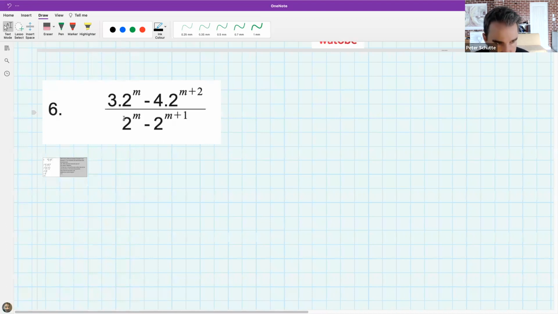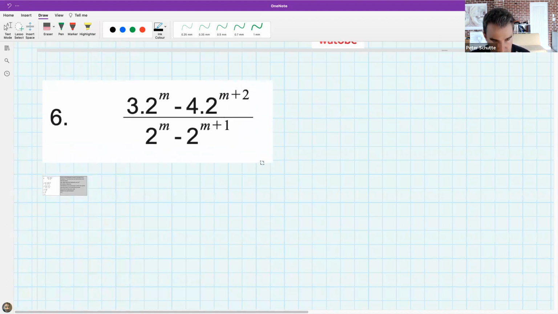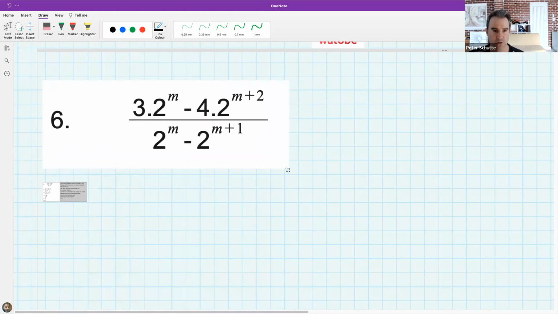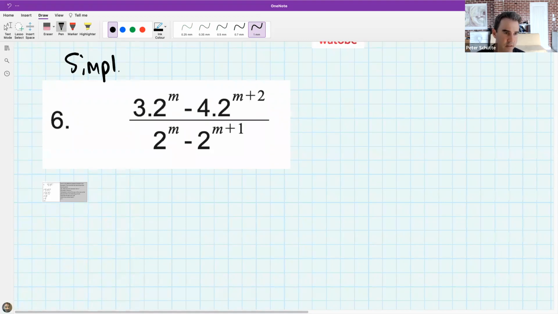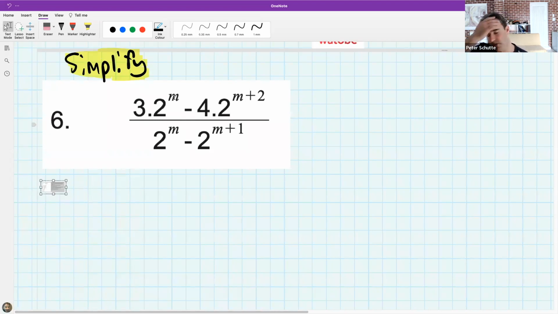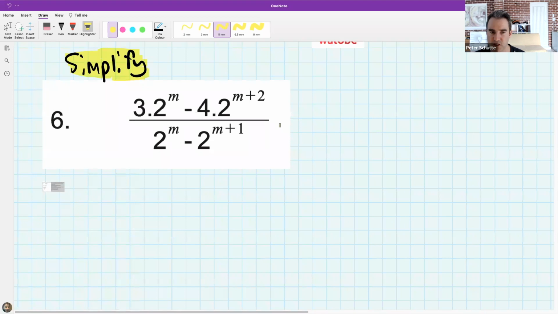Okay, so the first question we're going to start with is this question over here, and I just want to talk you through it. The key word is to simplify this exponential expression. Now, this exponential expression is made up of 2 parts. There is the top part called the numerator and the bottom part called the denominator. Okay, so it's a fraction.